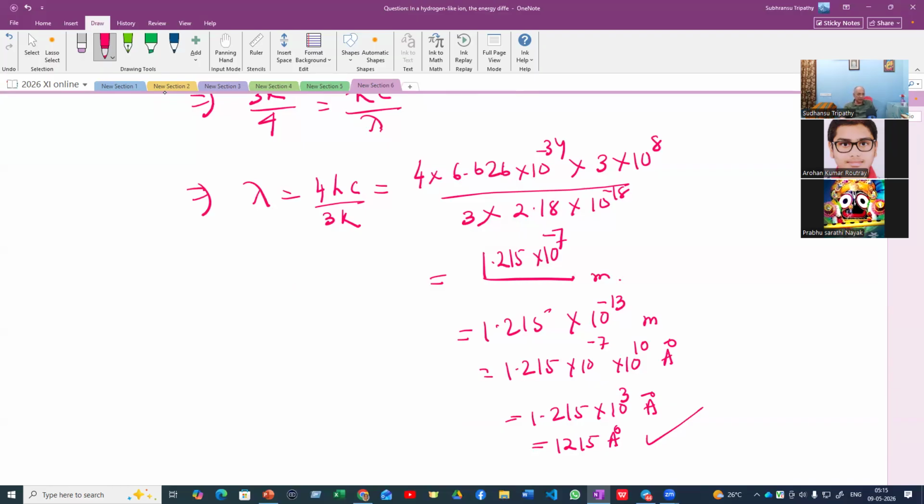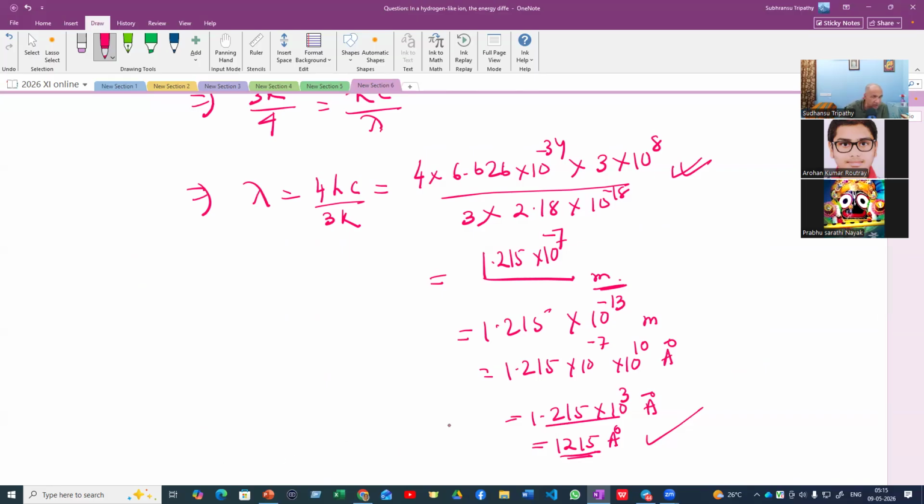This, sir, is 0.215 into 10 to the minus 7. Is it correct? It is 1.2 something times 10 to the minus 7. So ultimately, when this is in meters, because we are all using the SI unit, it will come as meters, and we convert it to angstrom. Then you remove the decimal point. It will be 1215 angstrom.